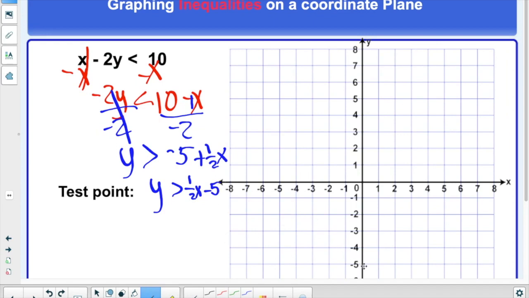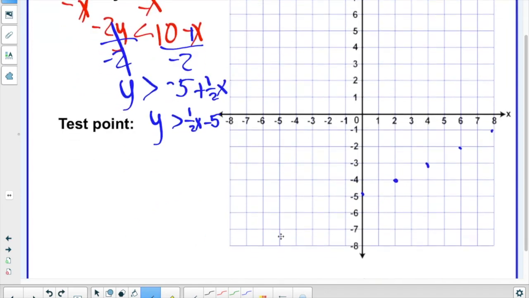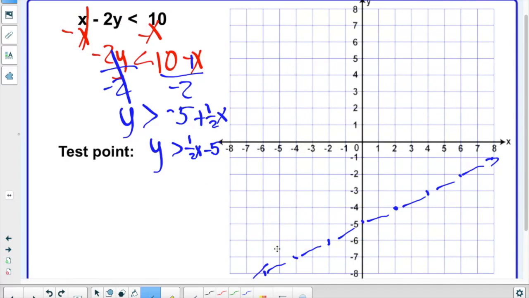From here, I would go down to negative 5, plot that point, go up 1 over 2. It is not a solid line because it is not equal to, it's just greater than. So I'm going to use the dotted line here, and put my arrows on my line. It says greater than, so this one's pretty easy. Greater than means above, right? So I'm going to shade above that line with a giant S.